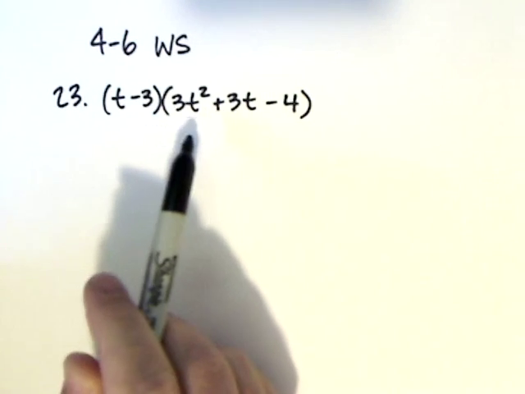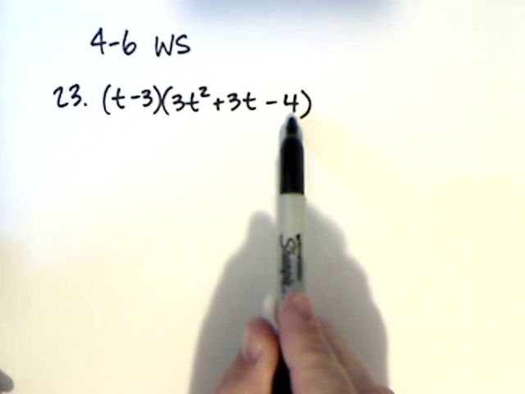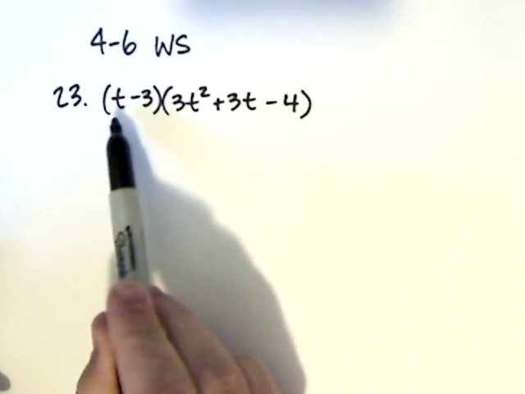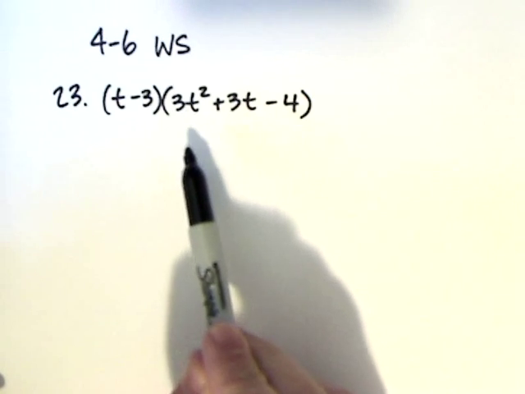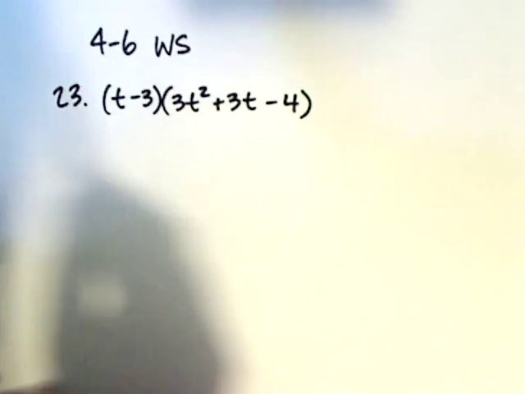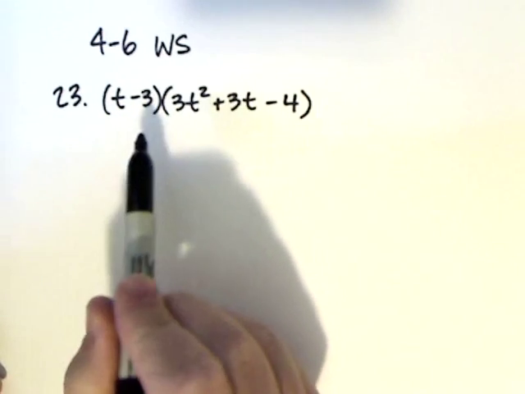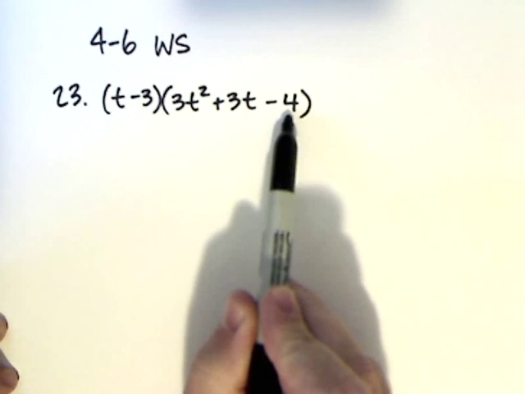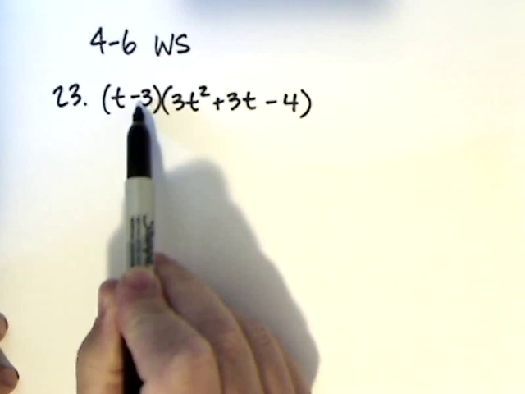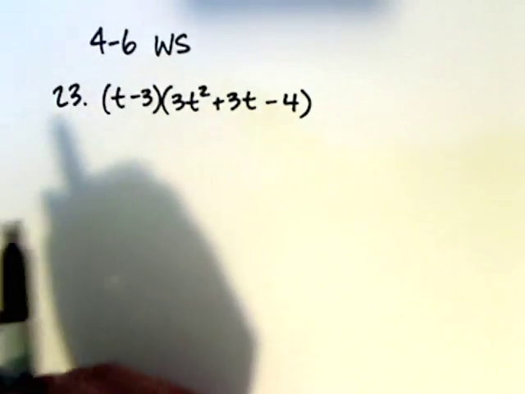You could arrange this vertically if you wanted to. Just rewrite the problem putting this trinomial on top, and then right underneath it writing the binomial t minus 3, and then multiplying each term on the bottom times each term on the top, like we did for number 9. But you don't have to rewrite it if you don't want to, as long as you can trust yourself to remember to multiply this t times all three of these, and then to multiply this negative 3 times all three of those, which is the way I'm going to do it here in this video.